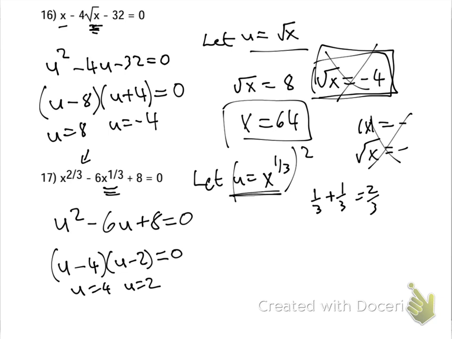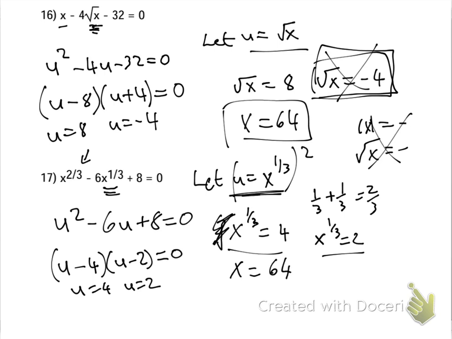But remember, it's not that, it's here. It's x to the 1/3 equals 4. X to the 1/3 equals 2, okay? So, these mean cube root. Remember, an exponent of 1/3 is cube root. So I am going to cube both sides. If I cube both sides, I will get x equals 4 cubed is 64. If I cube both sides here, I will get x equals 8. And those are my two answers.